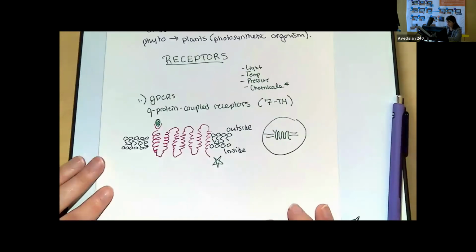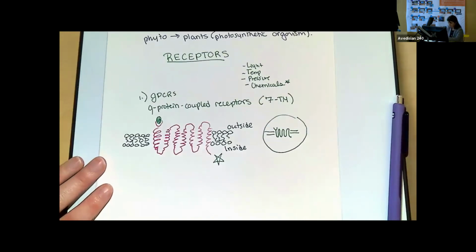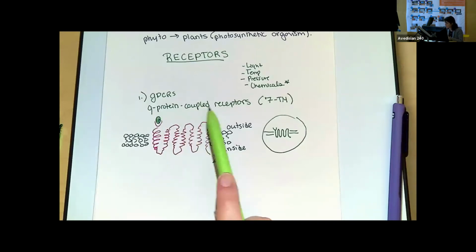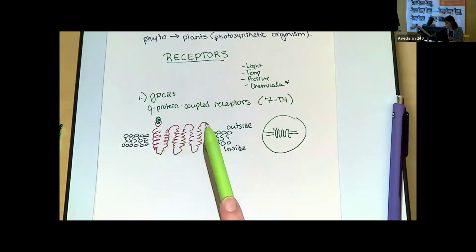So let's delve into the biochemistry a little bit more and why these receptors are so important. So just to reiterate, our CB1 and CB2 receptors are GPCRs. They're in this class of receptors called G protein coupled receptors.